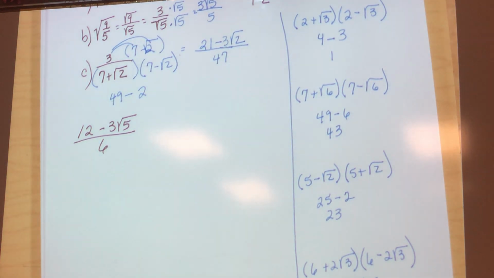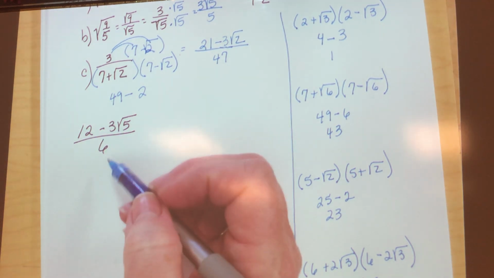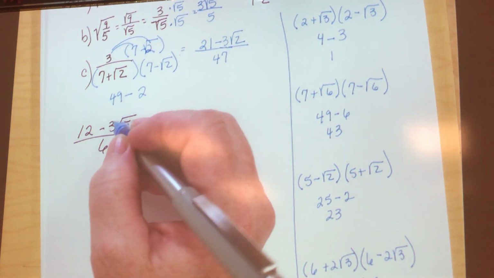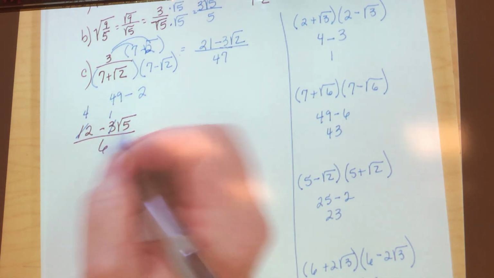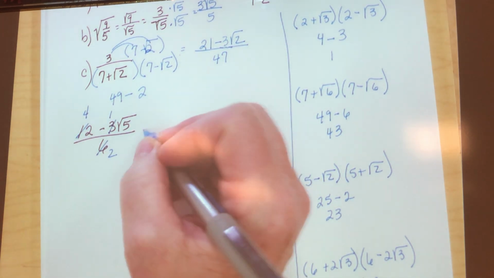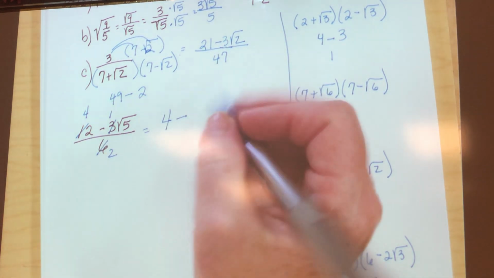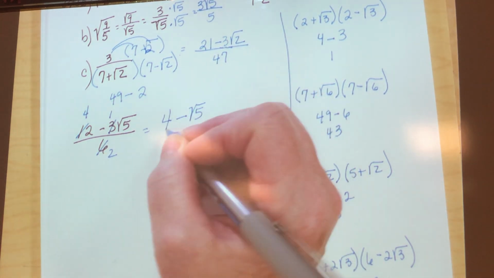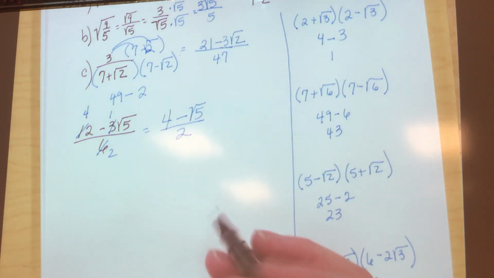Reduce. Yeah. Who reduces? 3. Yeah, 3 goes into 12 and 3 and 6. I'm only looking at the guys outside, all right? So 3 goes into here 1 time, 3 goes into here 4 times, and 3 goes into here 2 times. So my answer is 4 minus, you can write the 1 or you don't have to, it doesn't matter, over 2. Okay? What about this guy right here?